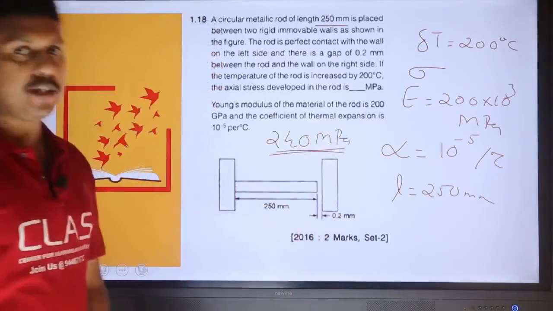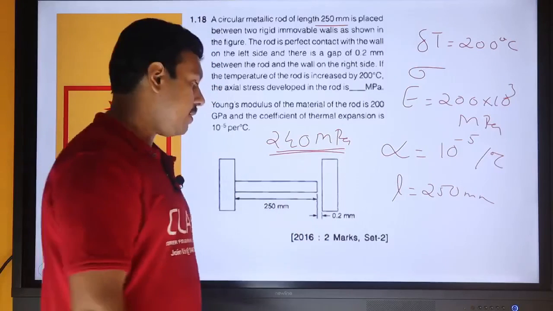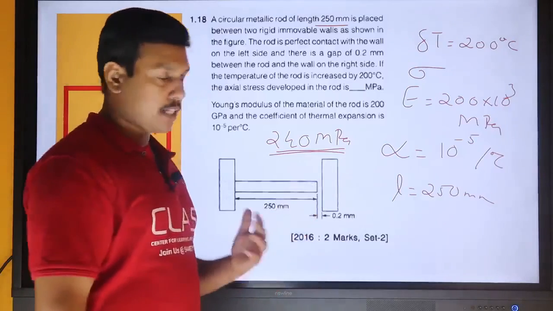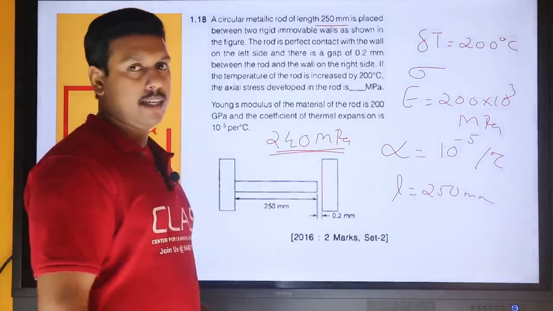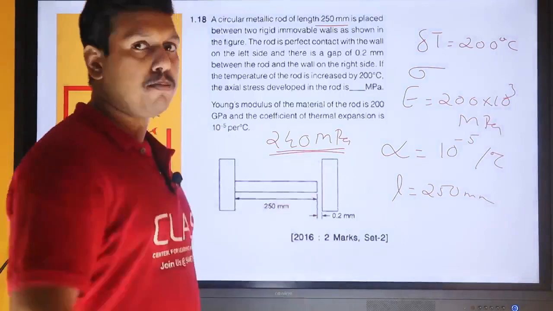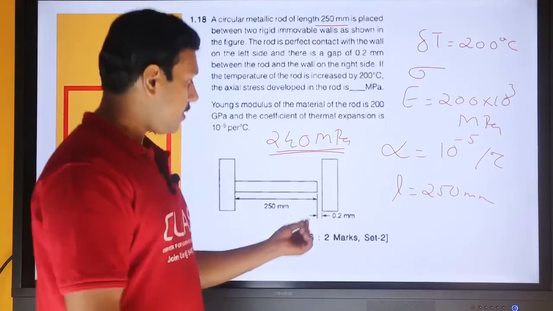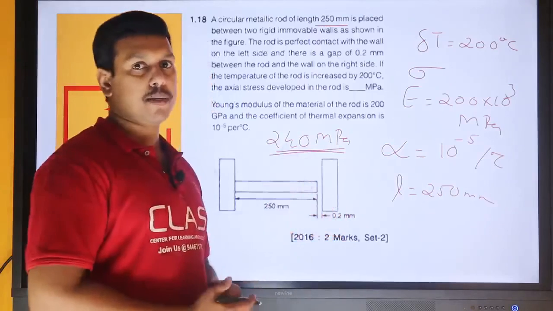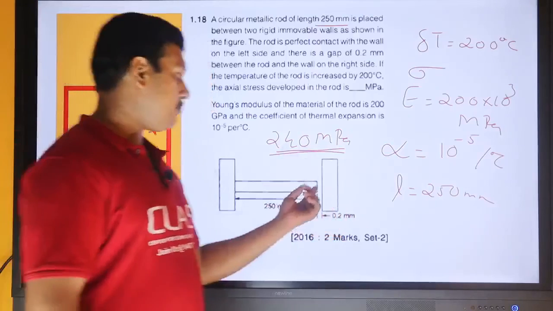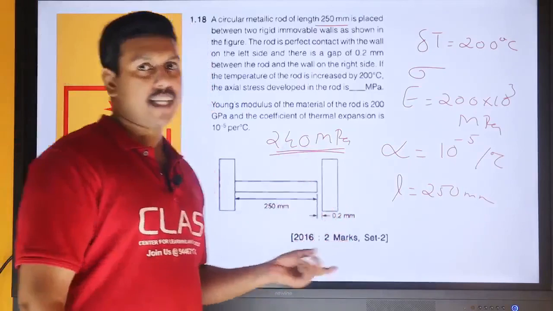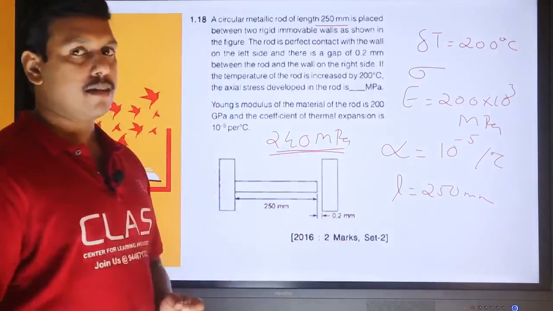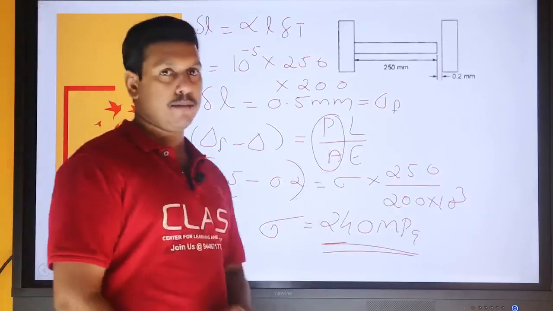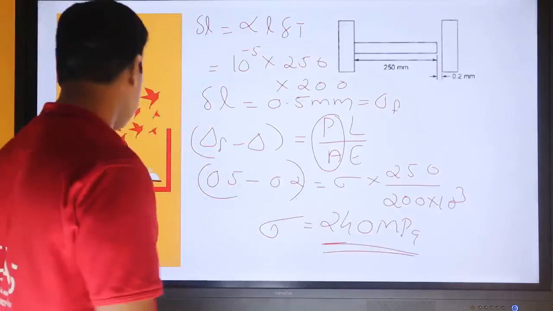Stresses are developed only due to the expansion prevented. Free expansion means if the support is not there, the rod expands up to 0.5 mm. But since there is a gap of 0.2 mm, only 0.3 mm of expansion is prevented. Therefore, the expansion prevented is only 0.3, and stresses are developed only due to this expansion prevented, and the stress is 240 megapascal.